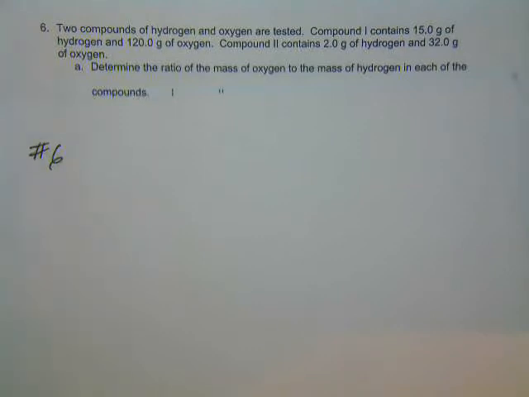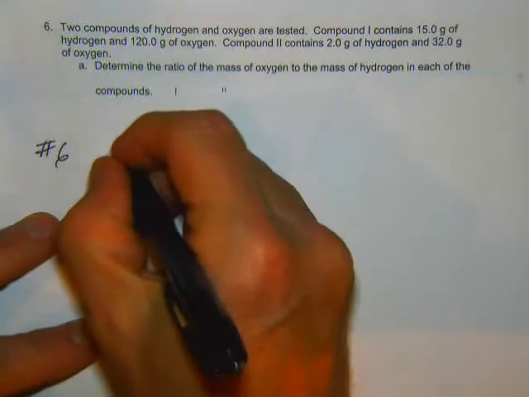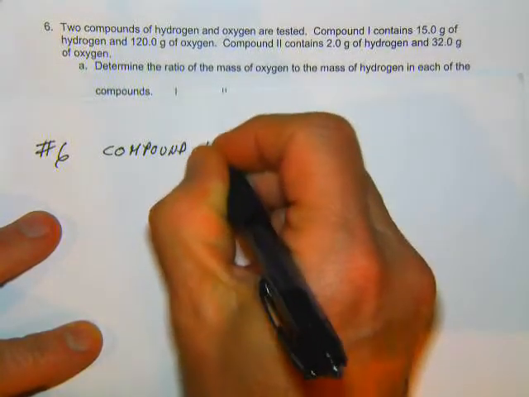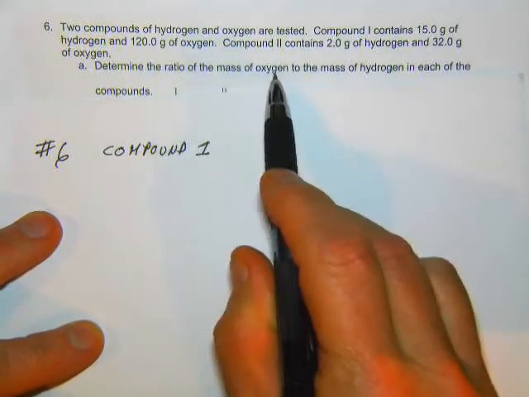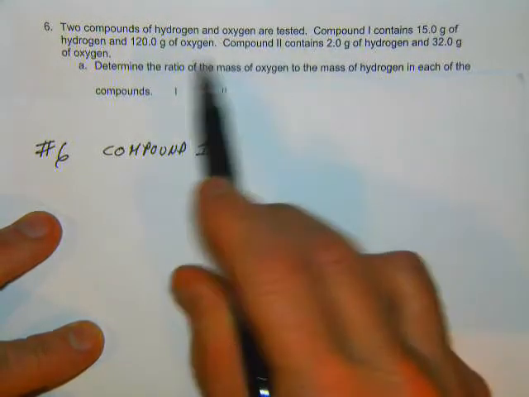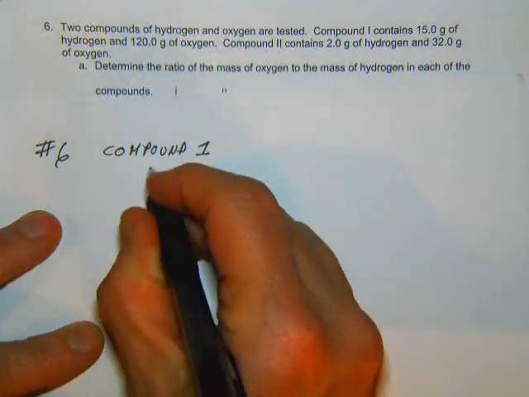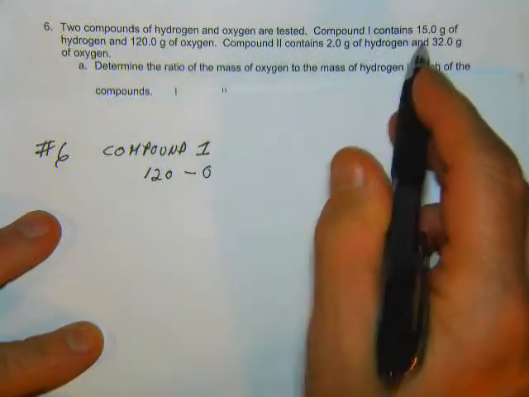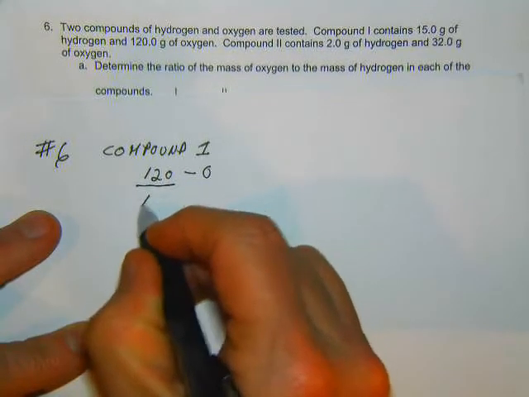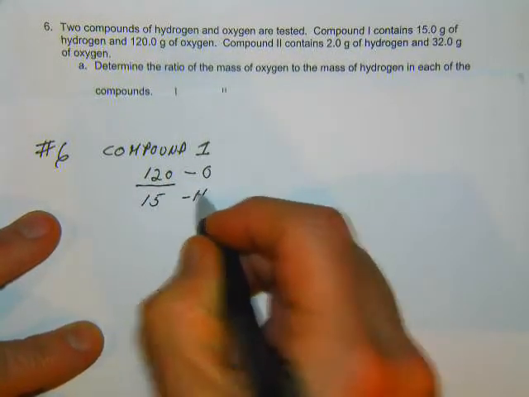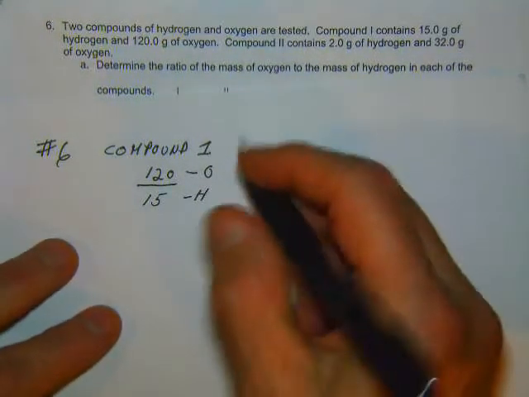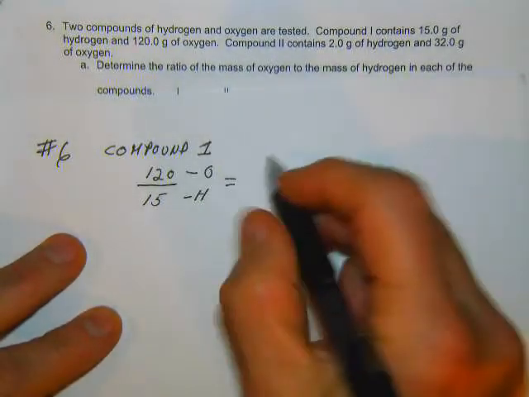So we're looking at the ratio of oxygen to hydrogen. So let's go with compound 1, and again we want oxygen to hydrogen. So we've got 120 of oxygen to 15 of hydrogen. If we go ahead and divide that particular ratio out, we'll find that that is a ratio of 8.